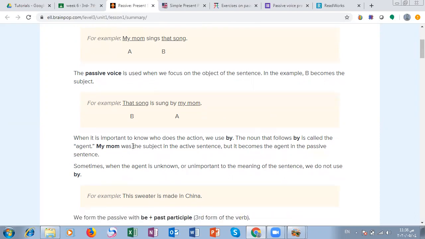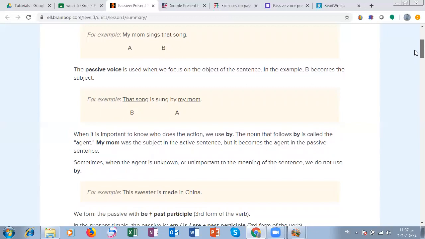When it's important to know who does the action, we use by. The noun that follows by is called the agent. My mom was the subject in the active sentence, but it becomes the agent in the passive sentence. Let's see more examples.